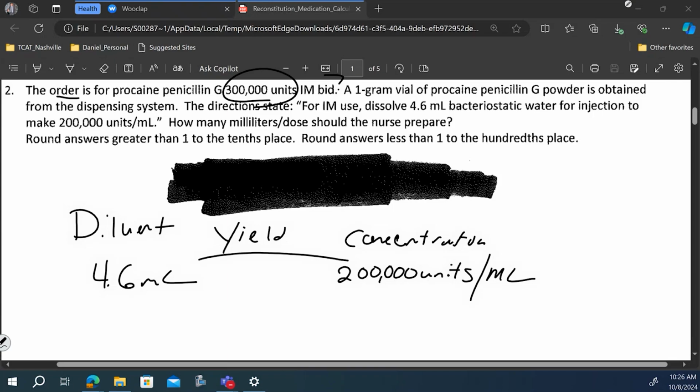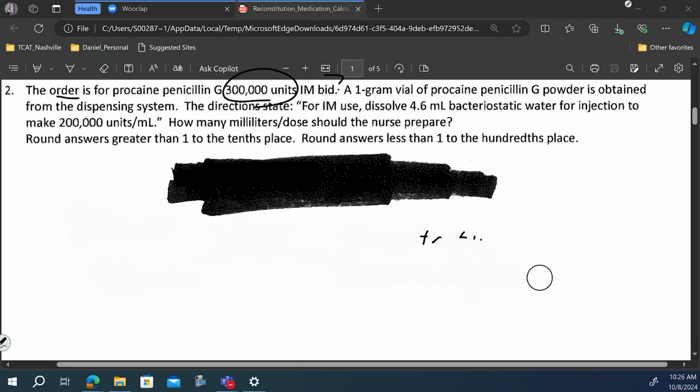Then it asks how many milliliters per dose should the nurse prepare. This is telling you what you are going to draw up and walk in the room and poke the patient with, okay? So it's 300,000 units that I want. That's the order, that's our desire. 200,000 units per milliliter is what I have, what the concentration is. So with these problems, you're always looking for a concentration. You're always looking for how much medicine is in how much liquid. Your eyeballs are always looking for that.